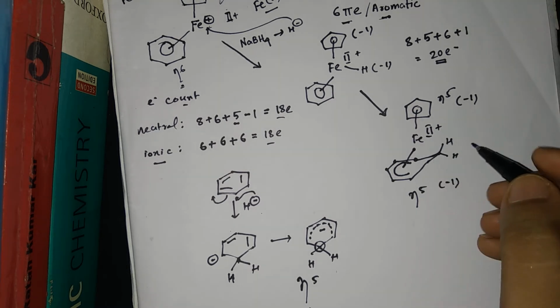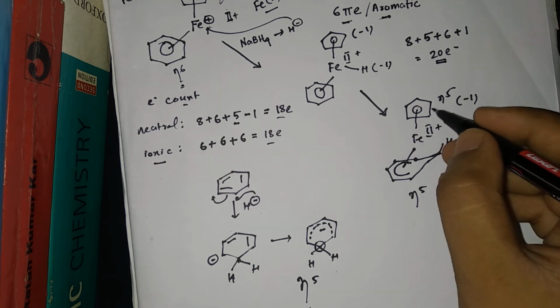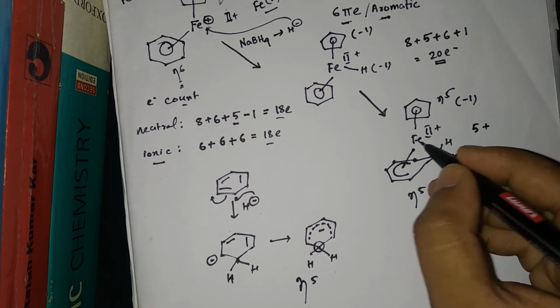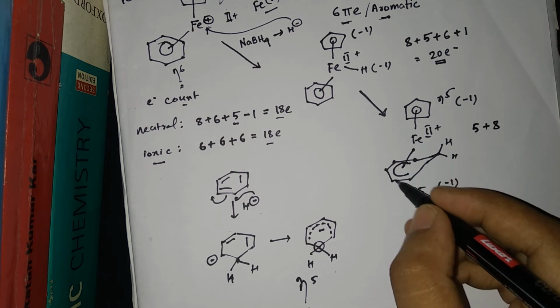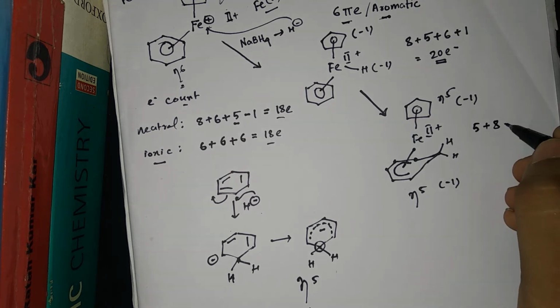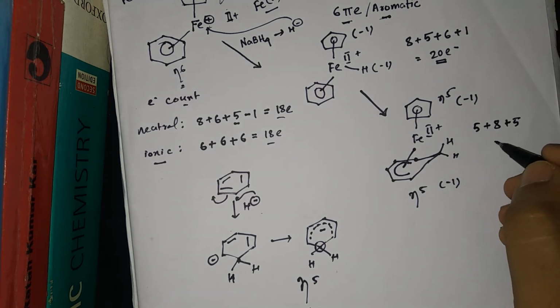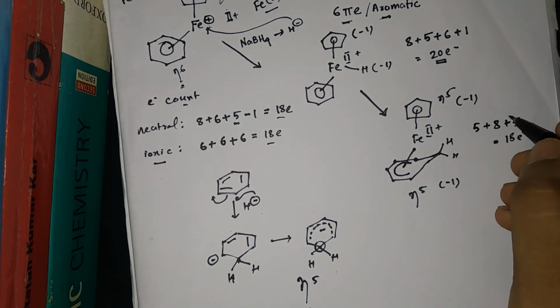So what is the electron count of this? Eta-5 of Cp will give 5 electrons, iron will give 8 electrons, and this again will give 5 because it is an eta-5 complex. So 5 electrons. So it is an 18 electron species. This is the neutral method.